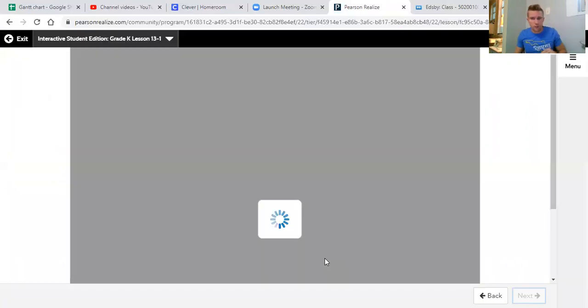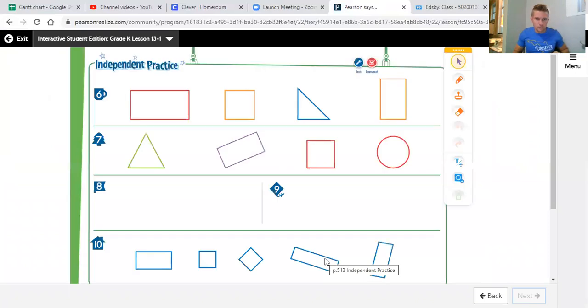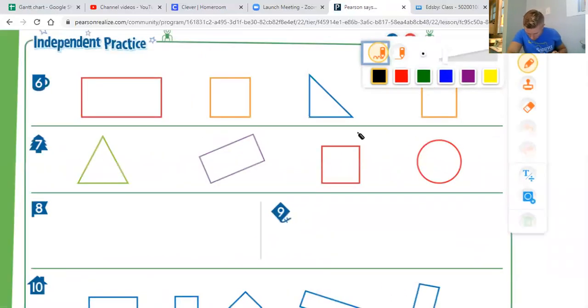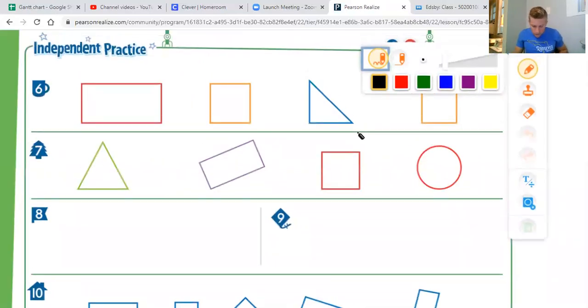All right. Number 6. Let's do it. Number 6, 7, 8, 9, and 10. Here we go. You're all going to show me how smart you are. All right. Number 6, same kind of thing. You're going to listen to my clues. Here we go. Number 6. All of my sides are not the same length.